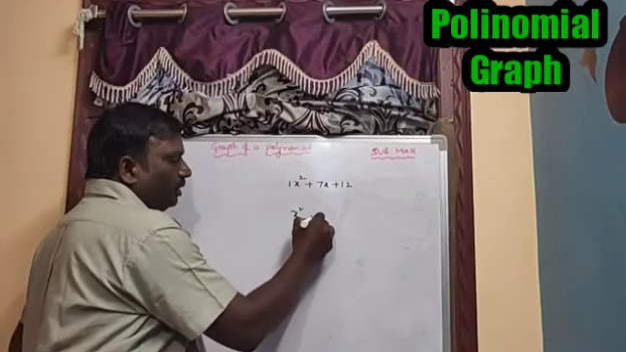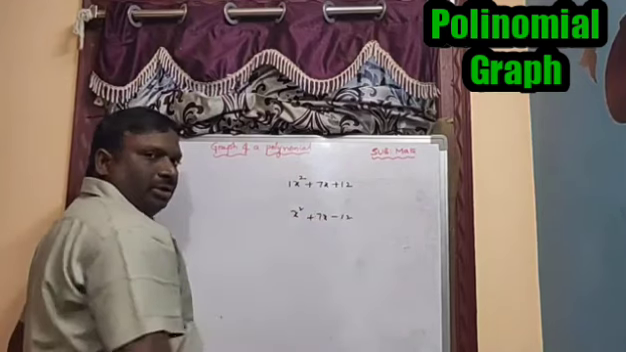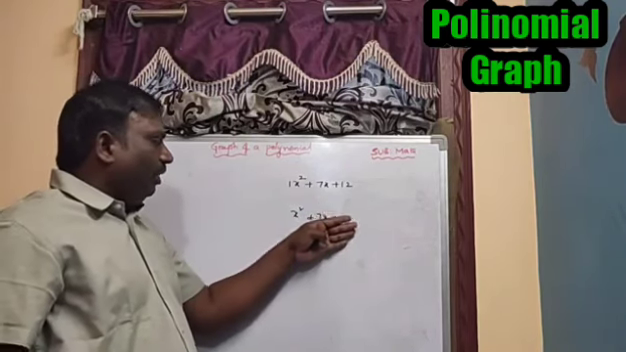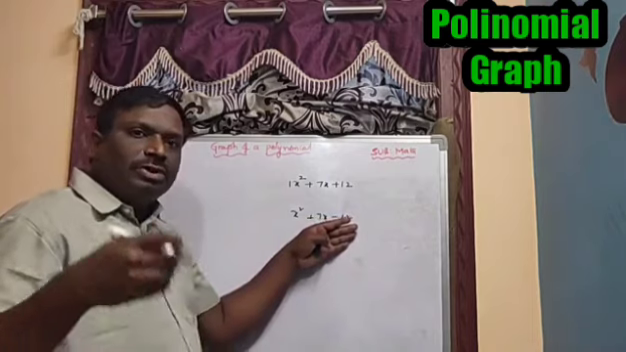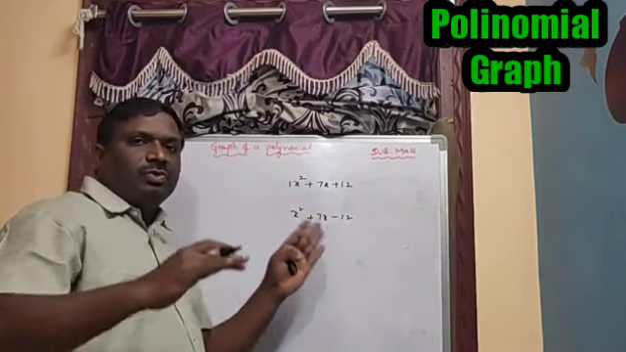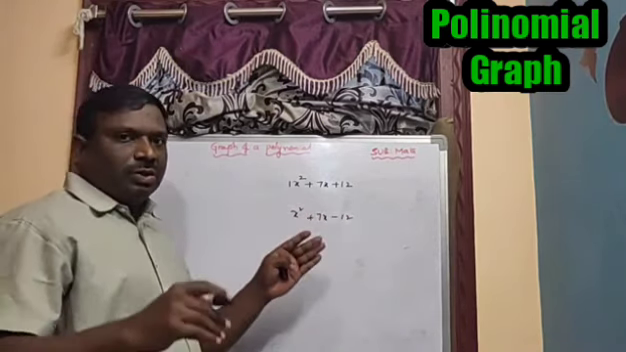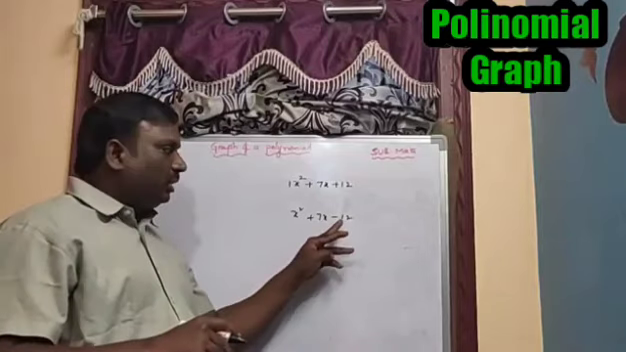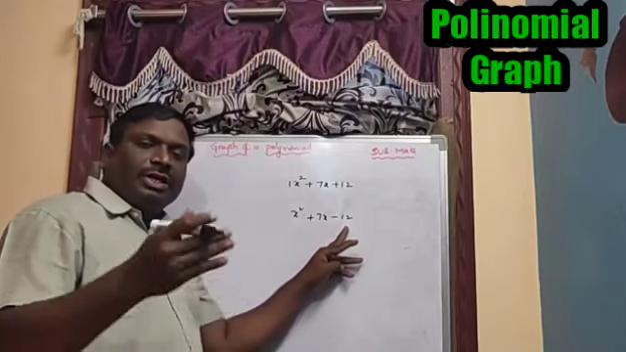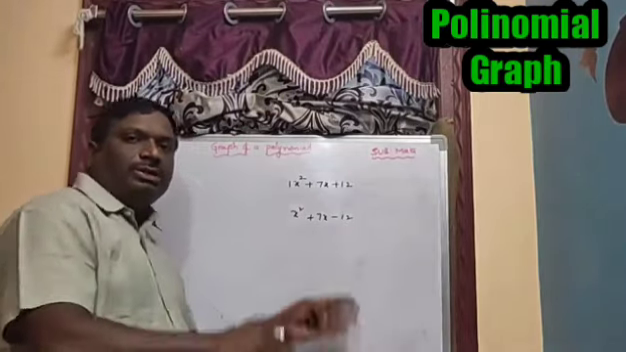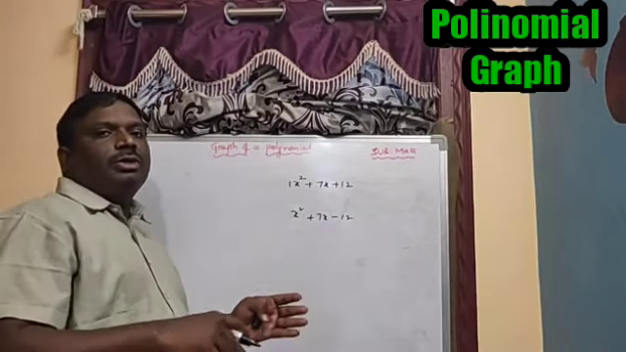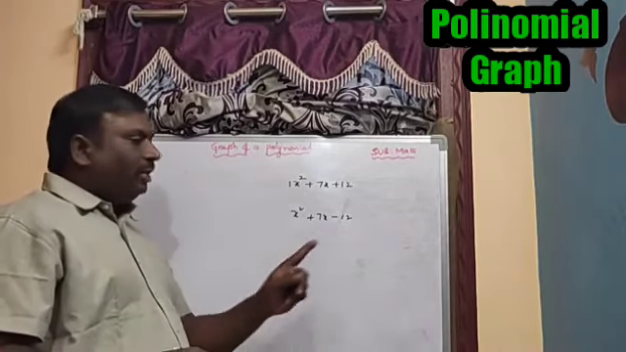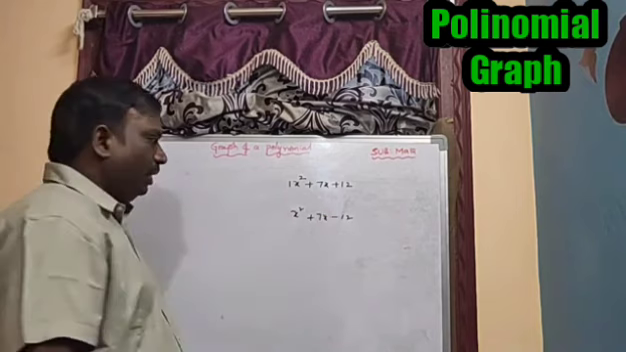Suppose x square plus 7x minus 12 is there. Then what is the constant term? If I am asking what is the constant term, some of the children are thinking constant term is 12. That is wrong. Constant term means if you are taking any value, including the sign also we have to take. If you forget about the sign, value will change. That's why including the sign also we have to take.